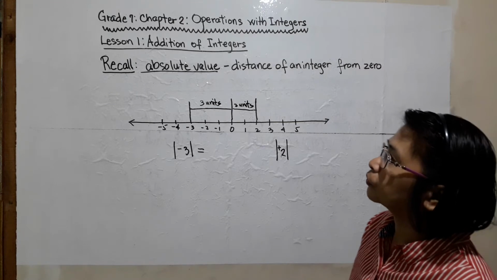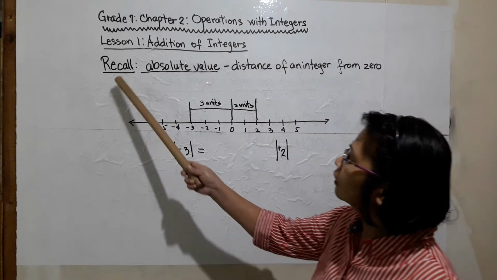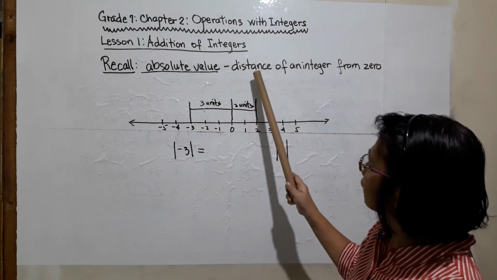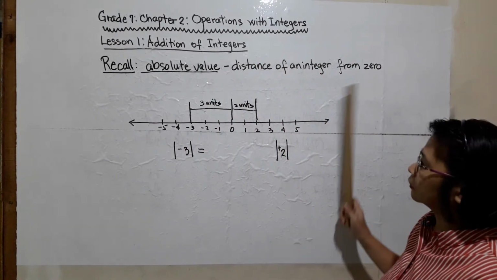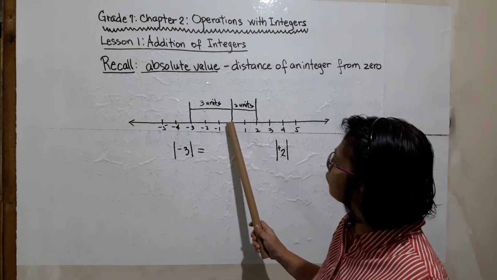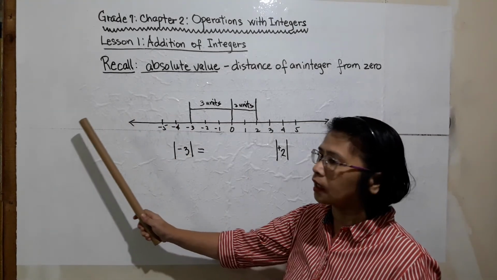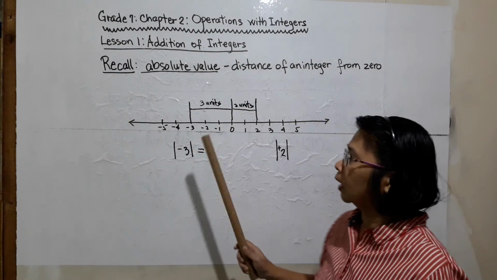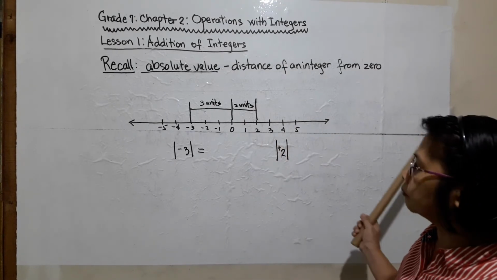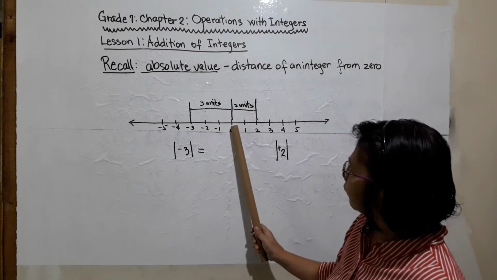Before we go to rule number 2 on addition of integers, let us first have a recall on absolute value. What is an absolute value? It is the distance of an integer from 0. Look at the number line here. You have to remember that from 0 going to the left of the number line, the value of the integers becomes smaller and smaller. While from 0 going to the right of the number line, the number becomes bigger and bigger. Okay? So our point of origin is 0.